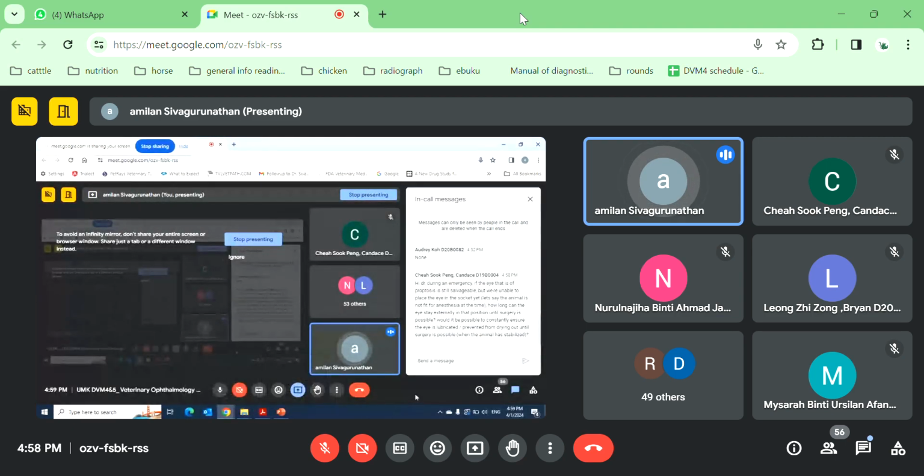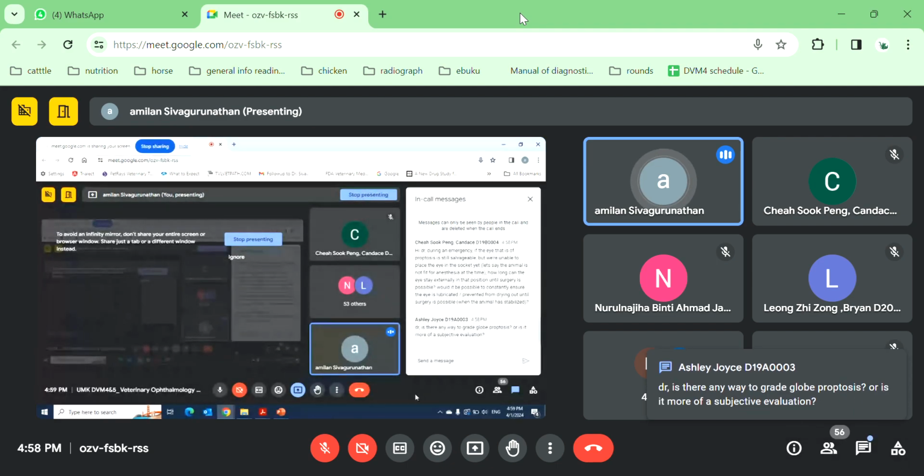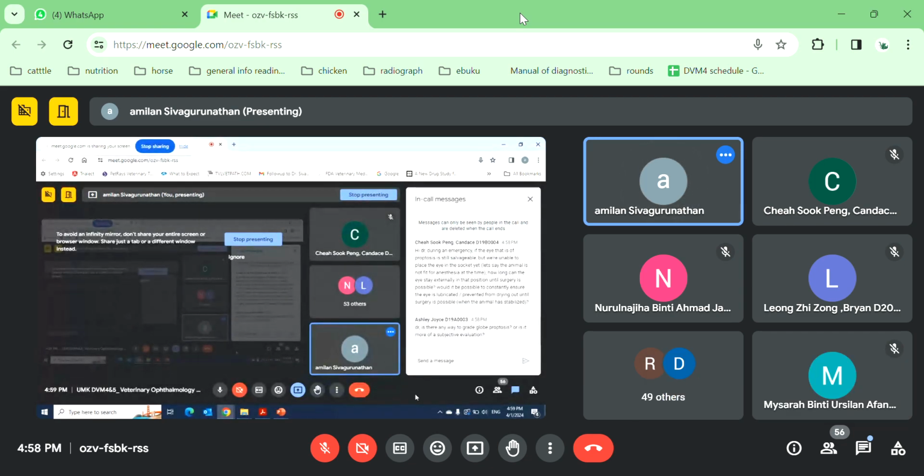Okay, there's a question here. During an emergency, if salvageable, but we are unable to place the eye in the socket, it doesn't fit, how long can the eye stay externally? To be honest, we have to find a way to put it back. You can't leave it out. You cannot lubricate it. Depends.